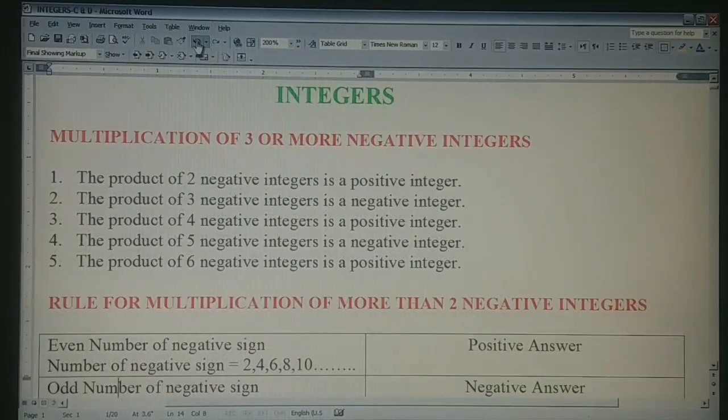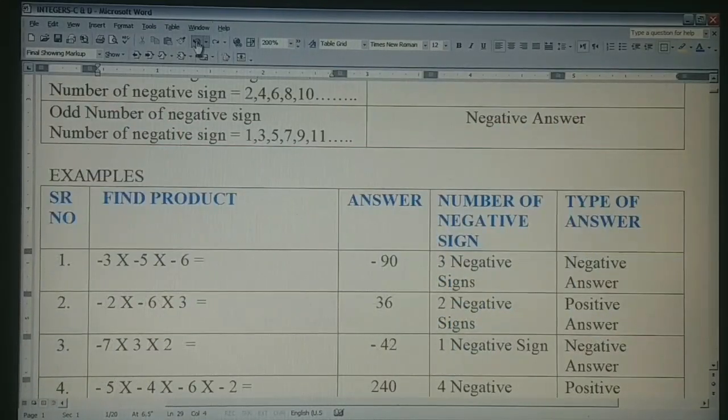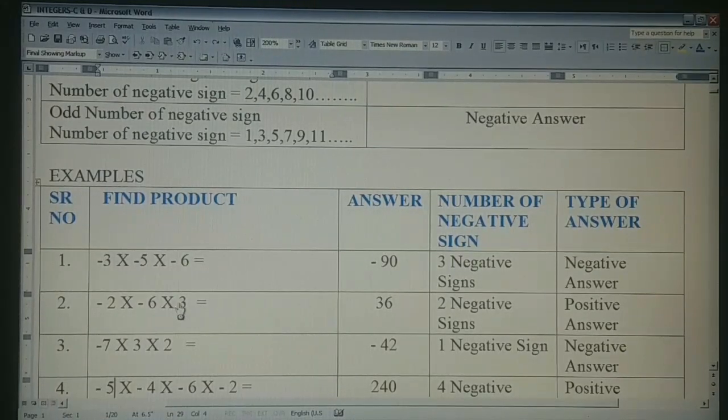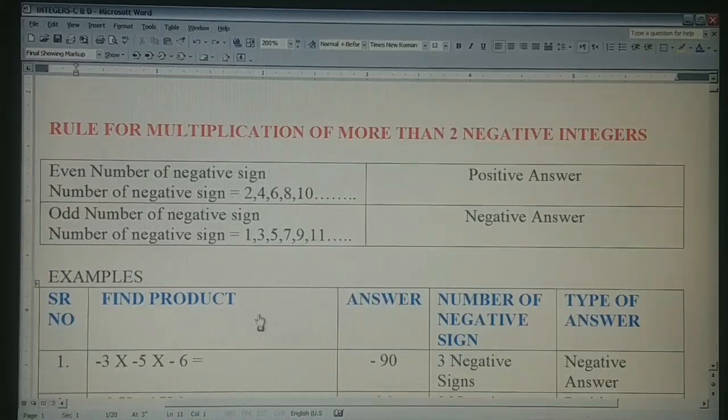Now I can show you some examples. For example, here minus 3 into minus 5 into minus 6 is there, minus 2 into minus 6 into 3, or minus 7 into 3 into 2. So there can be many negative integers which have to be multiplied. How to get the sign correct? There is a method to remember how to put the correct sign.